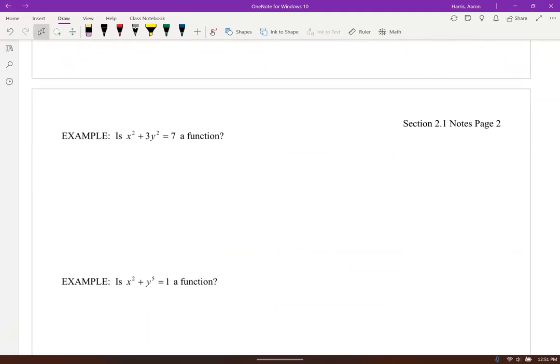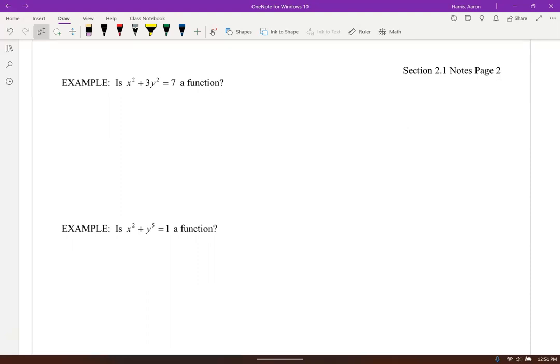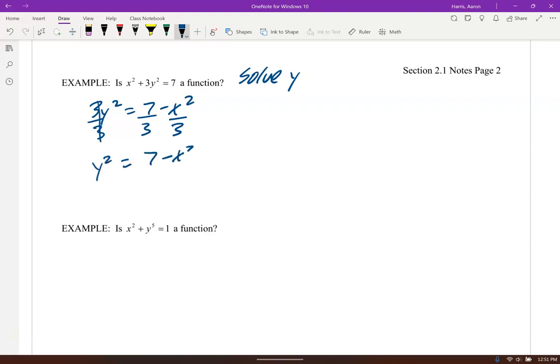Now, what about if you have an equation? Well, what you do is you isolate the y, solve for y, and then you can see for every x if there's more than one y. So 3y squared, I'm going to subtract x squared from both sides, equals 7 minus x squared. Divide everybody by 3. So I have y squared equals 7 minus x squared all over 3. And then square root. Now remember, when I square root both sides, I have a plus or a minus.